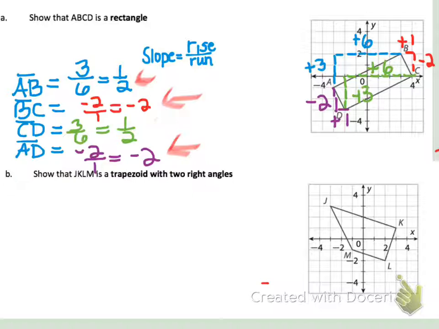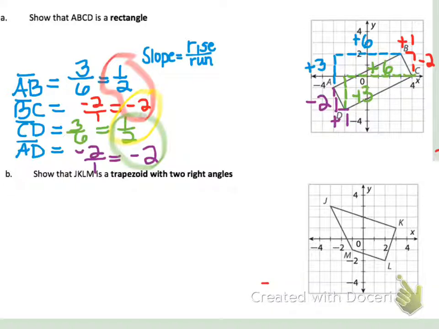But what we're trying to do for a rectangle is prove that the consecutive sides are opposite reciprocals. So if you look at the pairings here, the ones that are next to each other, they're opposite reciprocals, right? And then we got the next pair. These are opposite reciprocals, right? And then we got another pair of opposite reciprocals here, the next pair next to each other. And then, of course, going back to the beginning, this pair is also, they're all opposite reciprocals.